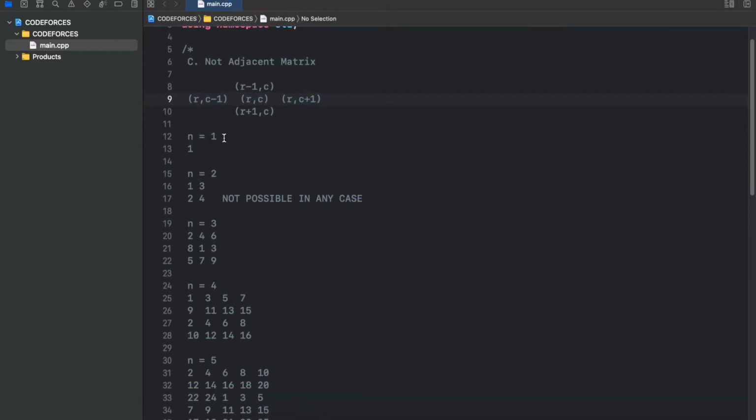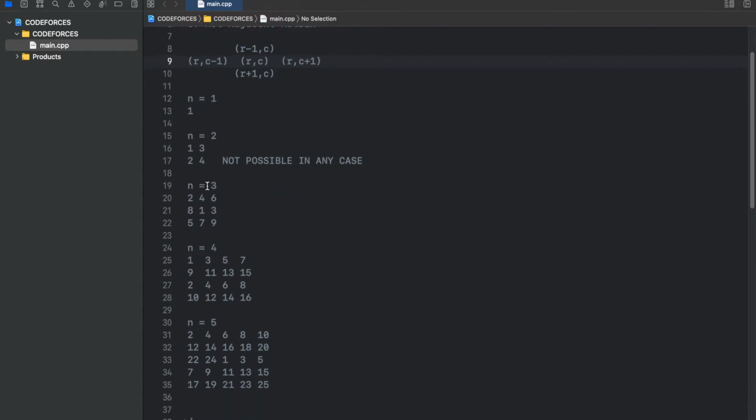Let's say n is equal to 1, so we have only one condition, just to write 1. Now if we talk about n is equal to 2, let's try to think of it. We can write 1 3, like we can write first odd numbers and then even numbers, so that the difference cannot become 1. In the case of 2 we can try every possibility, but we will not be able to make this a not adjacent matrix. Okay, so let's talk about 3.